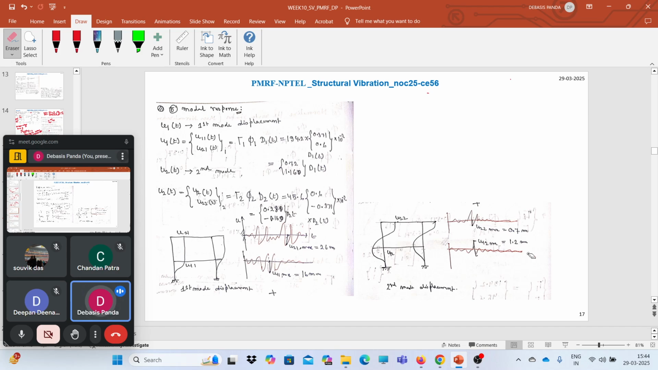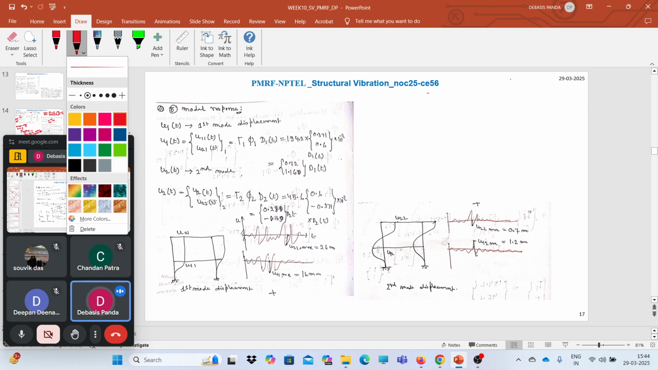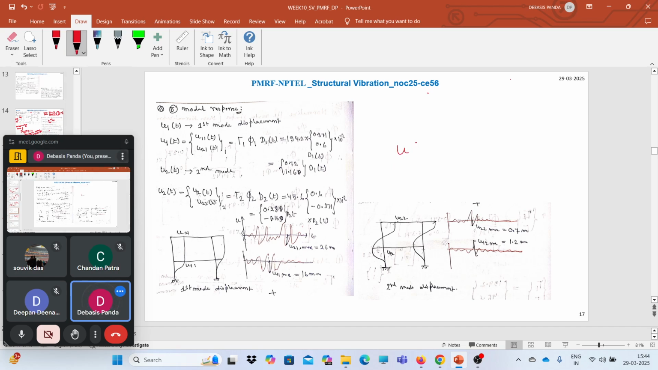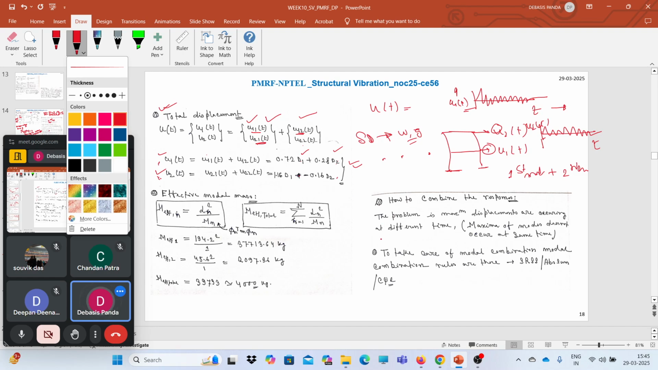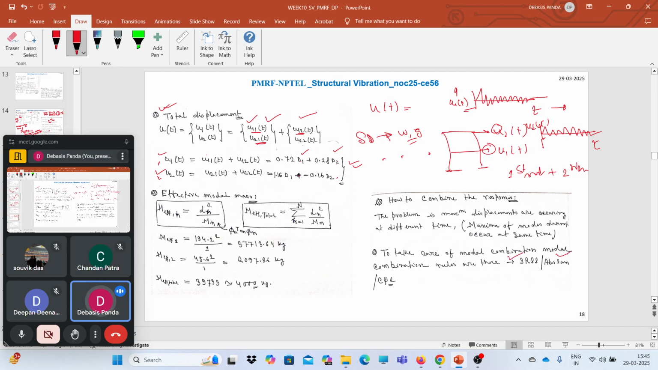We have added linearly, right? We have used direct linear combination. We have just added these two, u of t is nothing but u1t and u2 of t, and we get this. But this is not correct at each time point, because we have seen that different peak responses can occur at different time points. So we have some rules: SRSS, absolute sum, and CQC. We will see what actually they mean.